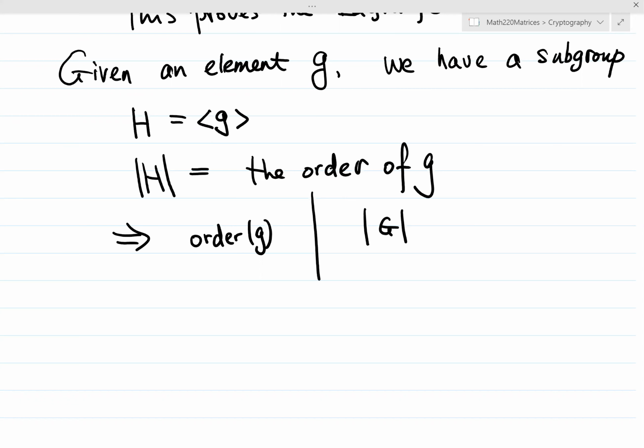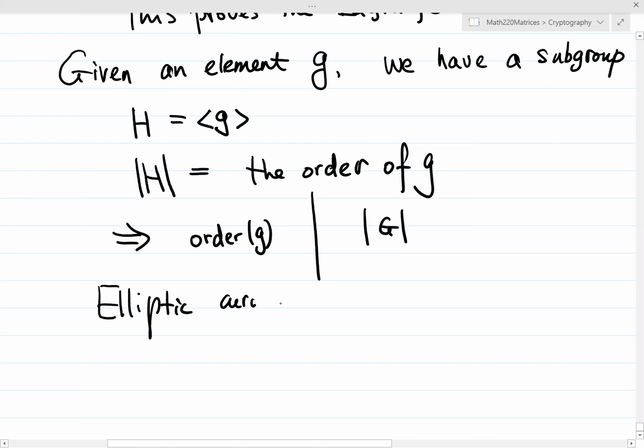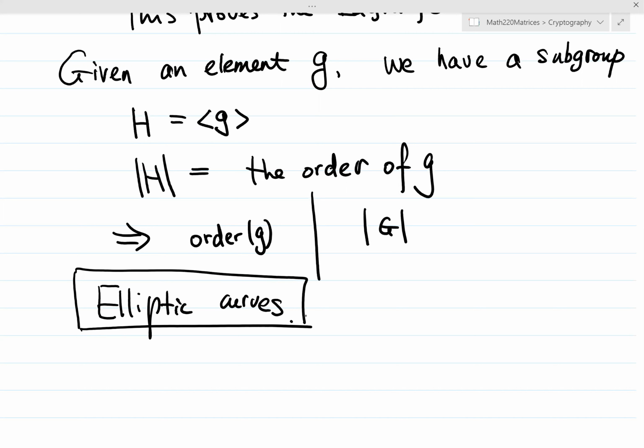Right now, there are other algorithms that are currently in practice, which use elliptic curves. It will take us too far, and we don't have enough material to talk about elliptic curves. I hope in the future we have a chance to talk about elliptic curves and how we do cryptography using them.